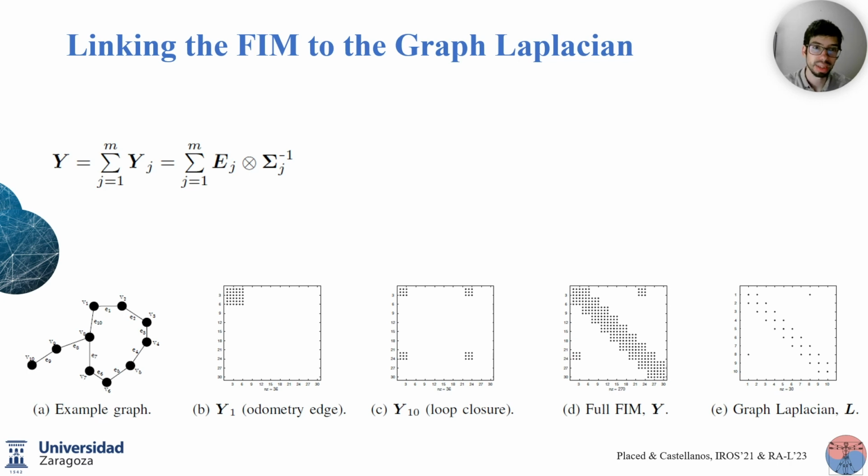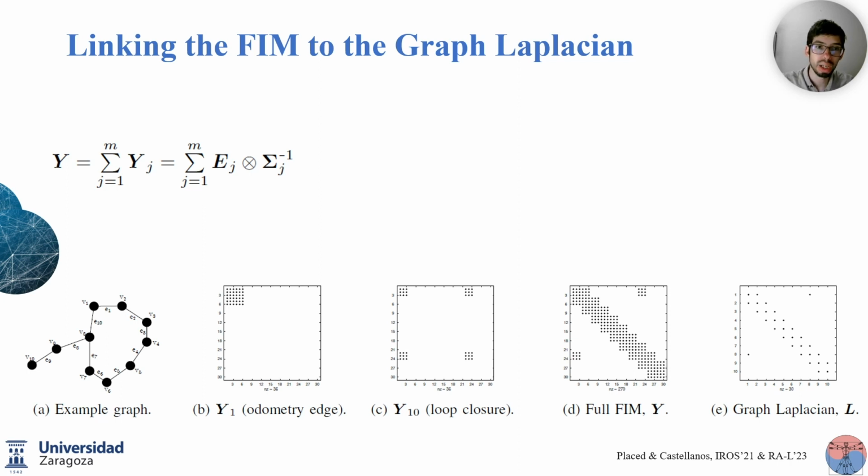Now that we have established the foundations of active SLAM, let's explore how graph theory can be leveraged to enhance the decision-making process. The feature information matrix can be expressed as the sum of the information contributions of each edge, and leveraging the properties of the Kronecker product, we can relate it to the generators of the graph Laplacian that I previously mentioned. As we can see in this toy example, the block sparsity pattern of the graph Laplacian will convey that of the feature information matrix.